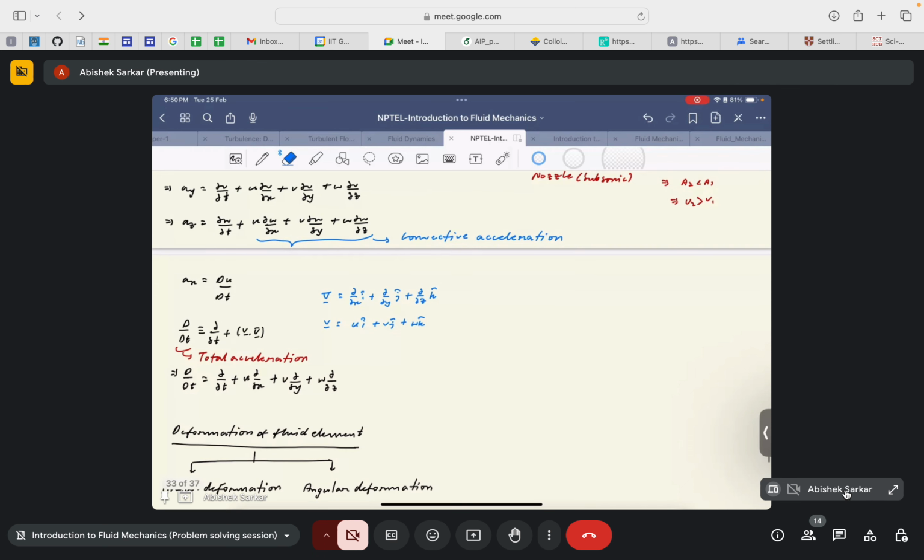Similarly, these two are the same thing, but this is the more generalized case which is valid for any kind of definition. But this is the special case where I am defining this acceleration operator, or the Eulerian acceleration operator, in terms of the Cartesian coordinate system, where the coordinate system is basically the XYZ coordinate system.